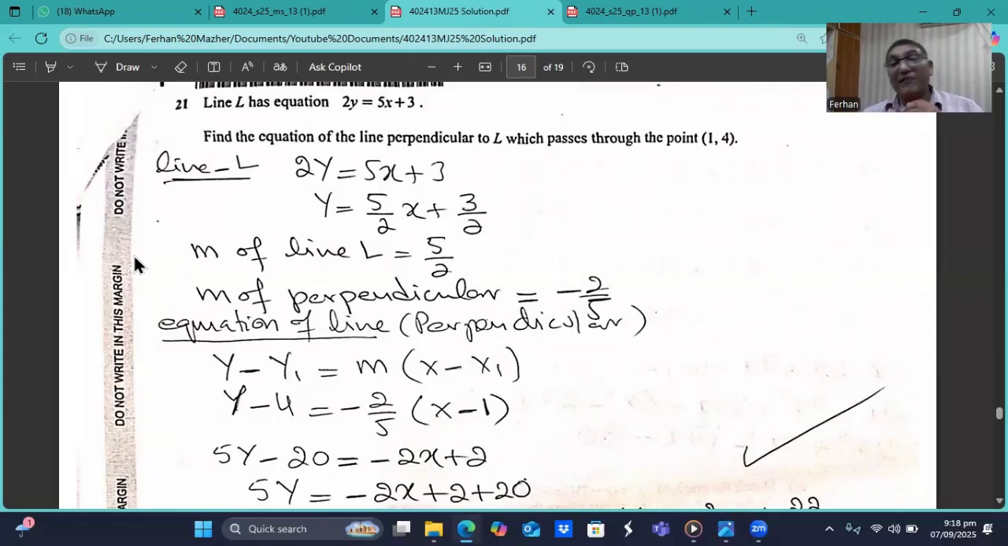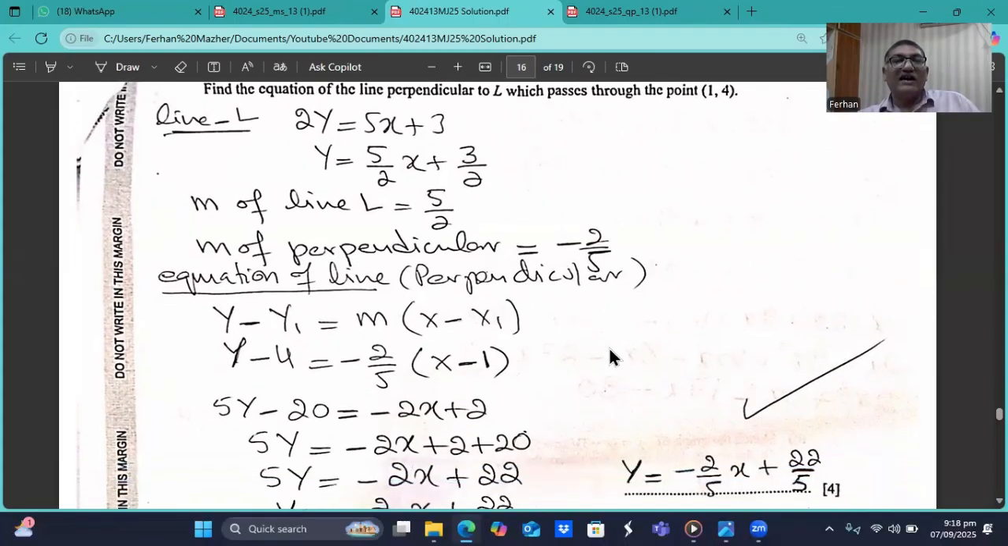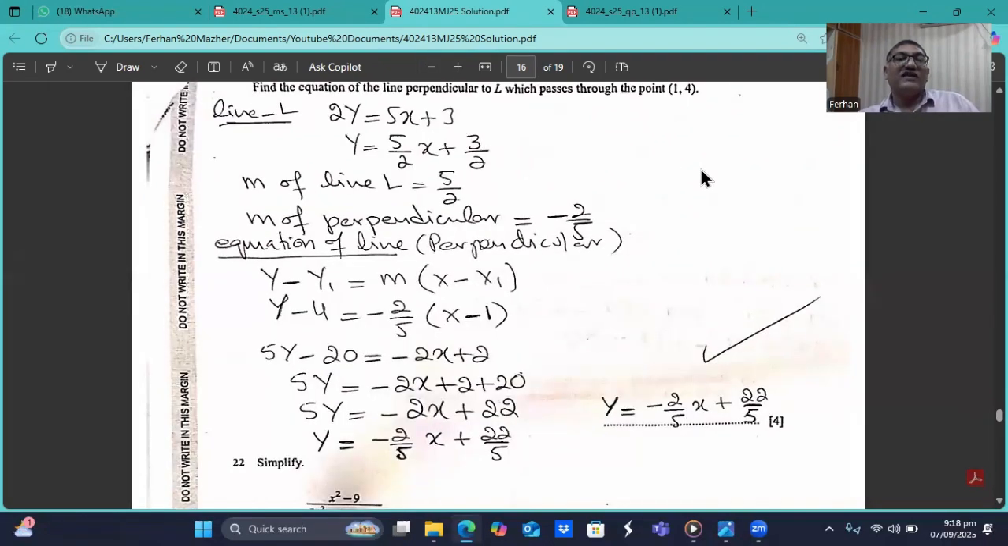The gradient of the perpendicular to the line L will be the reciprocal of this gradient and change its sign. So the m of the perpendicular will be minus 2 by 5. Now, if you want to find the perpendicular to the L at the point 1 comma 4, we can easily do it. This is the point 1 comma 4 I'm going to use, and this is the gradient of the perpendicular which I'm going to use. So the equation of the perpendicular is y minus y1 equals m bracket x minus x1. So it will be y minus 4 equals minus 2 by 5 bracket x minus 1 bracket close.